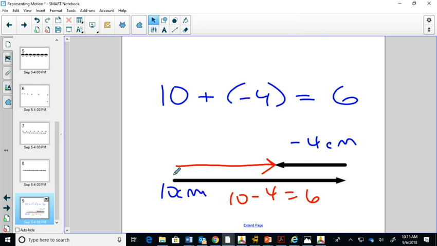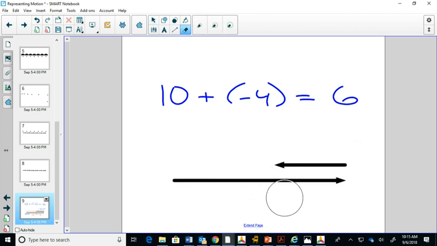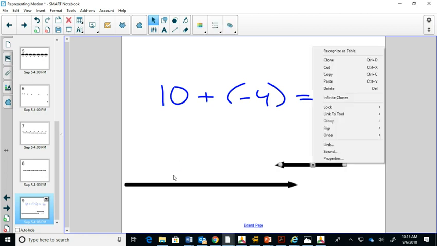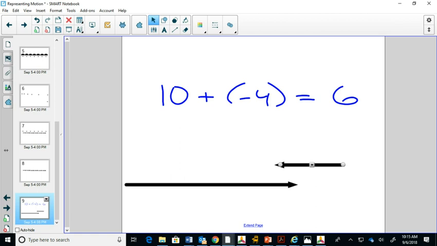But if I were to take, let's see if I can do it here. It doesn't matter, to be honest. If I can move, let's see if I can get this to work. No, I thought there was a way that I could flip this. Oh, there we go.